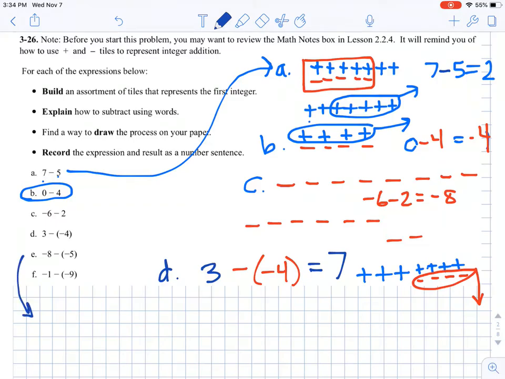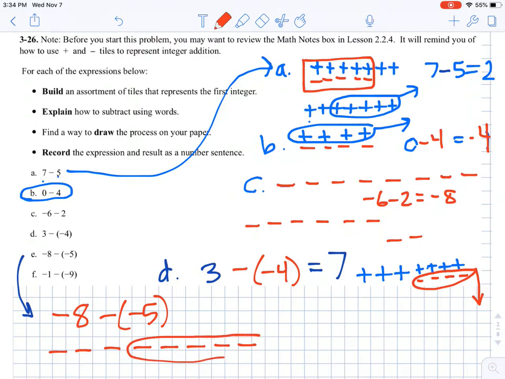E, we have negative 8, and we want to take away negative 5. So we have negative 8, 1, 2, 3, 4, 5, 6, 7, 8. Well, now we have negative 5 to take away. So I can take away this negative 5, and I'm left with negative 3.